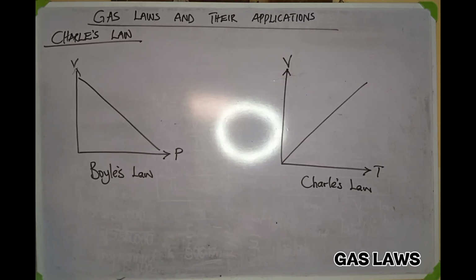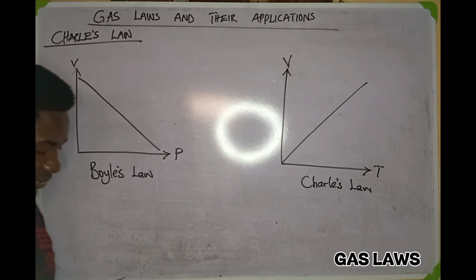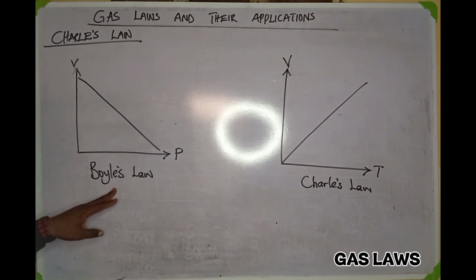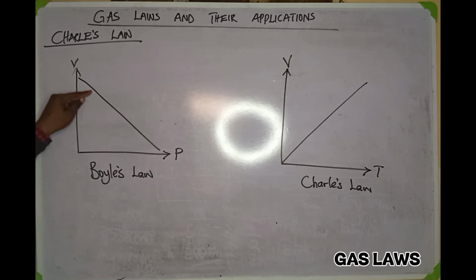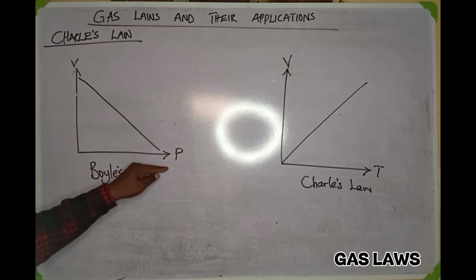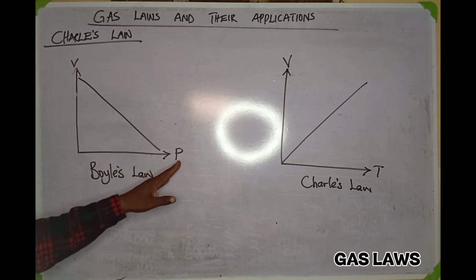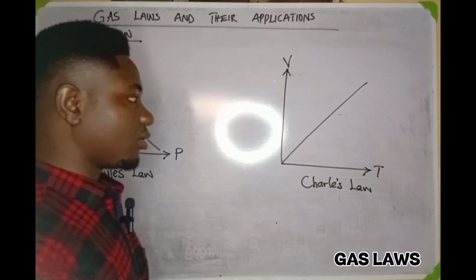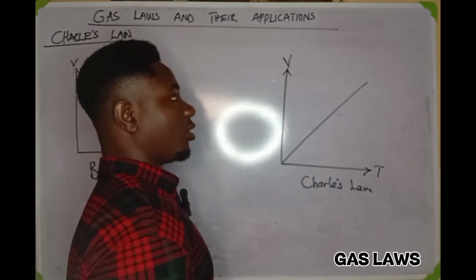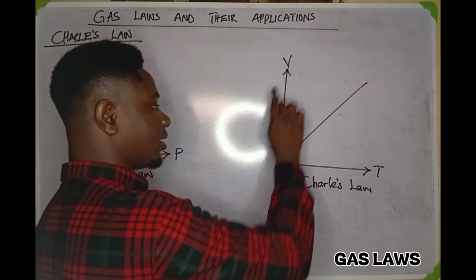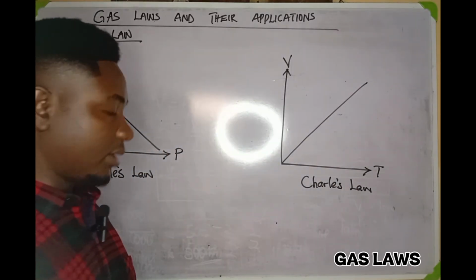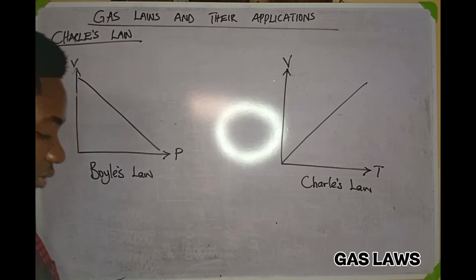Okay, look at these two laws. Remember, Boyle's law states that the volume of a given mass of a gas is inversely proportional to its pressure. So this is a graph of inverse variation. You can see as volume decreases, pressure increases. This is volume on this axis and this is pressure on this axis. Now the graph of Charles' law looks like this, from the origin pointing upwards, showing that as volume increases, temperature also increases. So that's the graph of Charles' law.